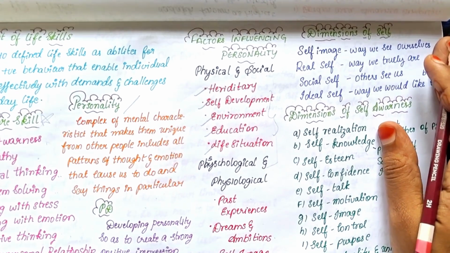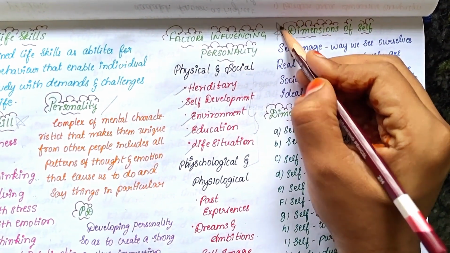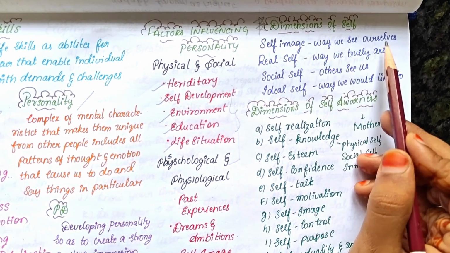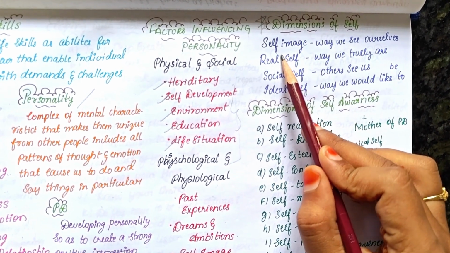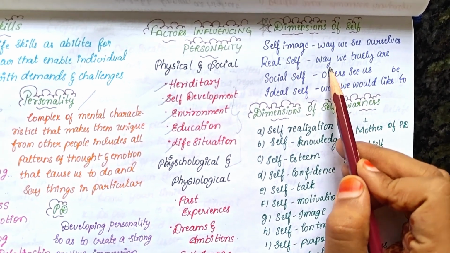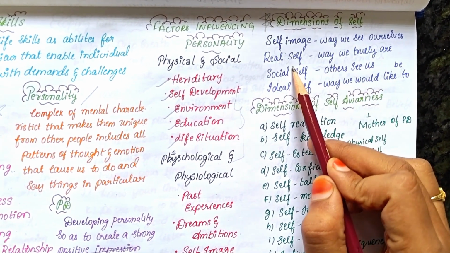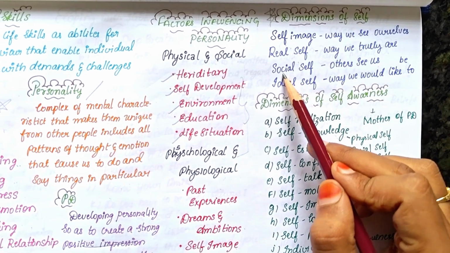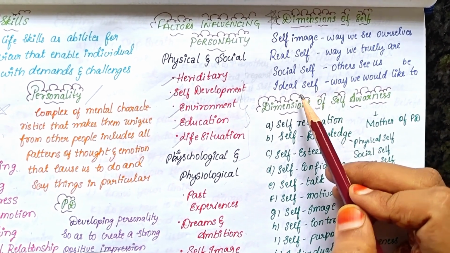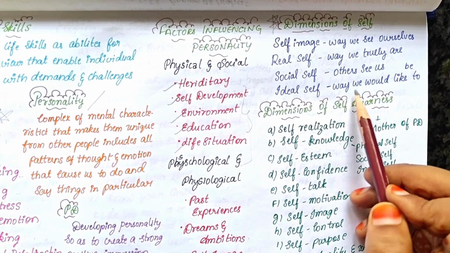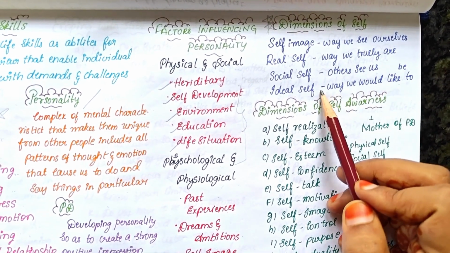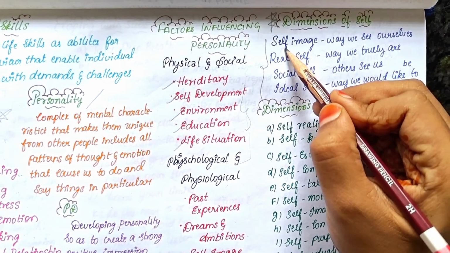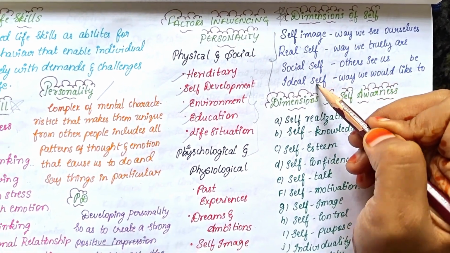What are the dimensions of the self? This is also a very important subtopic. Self image, the way we see ourselves, is known as the self image. Real self, the way we truly are, is known as the real self. Social self, the way others see us, is known as the social self. Ideal self, the way we would like to be, is known as the ideal self. These are the dimensions of the self, that is, self image, real self, social self and ideal self.